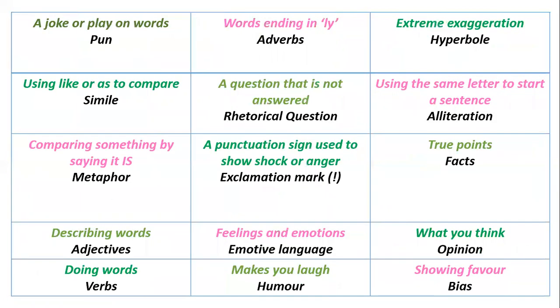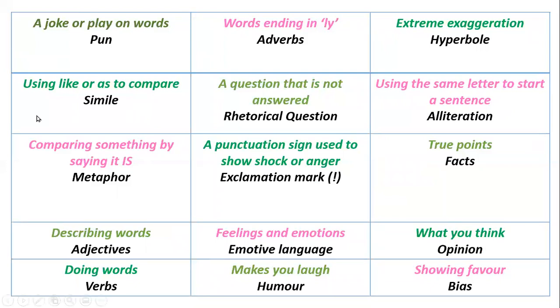Okay, let's have a look at the answers. The first one, a pun is a joke or play on words. You often see these in headlines just to make it interesting and help engage your readers. Adverbs are those words that end in ly and they describe how an action is being done. Hyperbole is when you exaggerate massively, like when someone says, I've told you 1,000,000 times to sort out your bedroom.